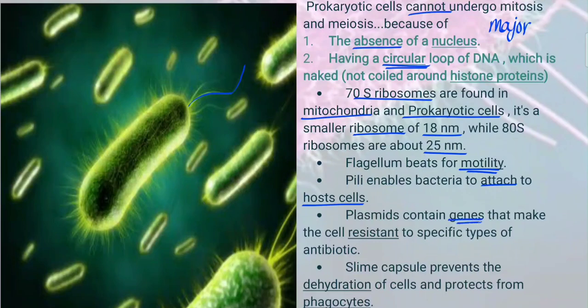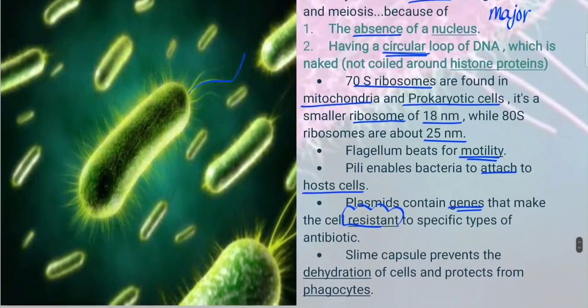Plasmids contain genes that make the cell resistant to specific types of antibiotics. It's resistant to it. It's never gonna die. It's never gonna be affected by this type of antibiotic. That's why we always prescribe, like, you should take different types of antibiotics. You should take care, or they're not for the usual or daily usage, okay?